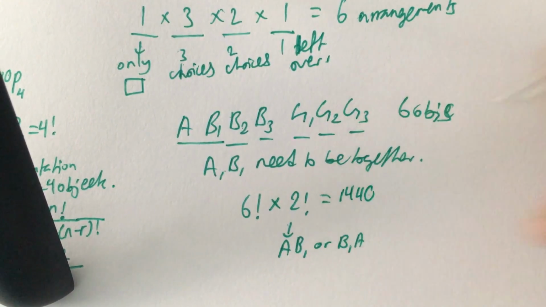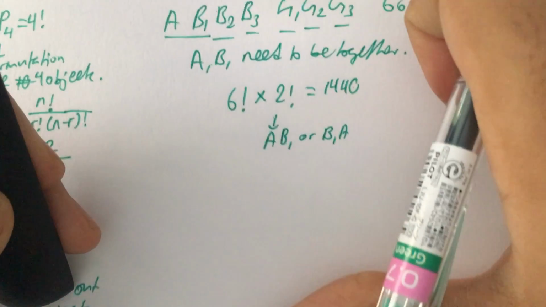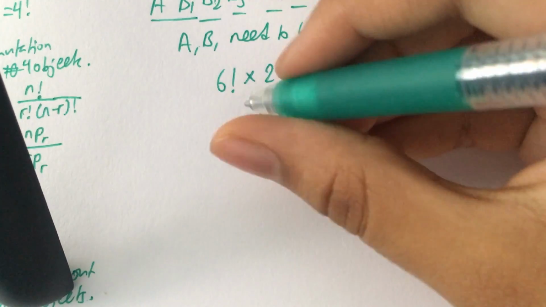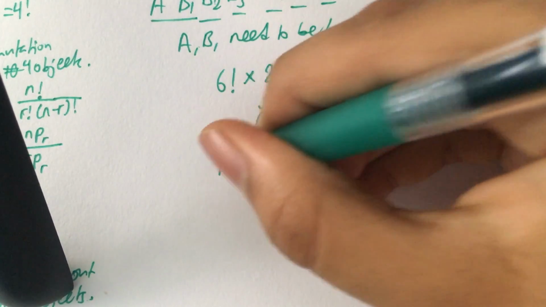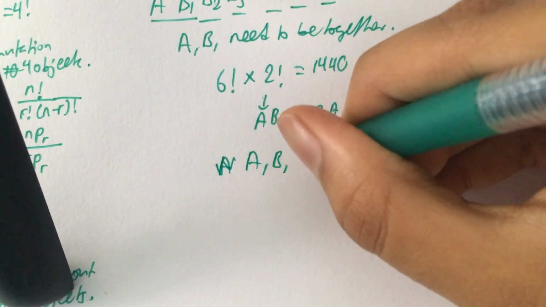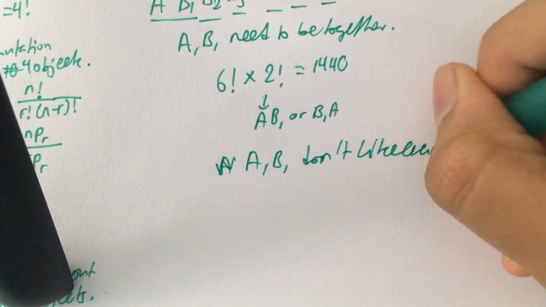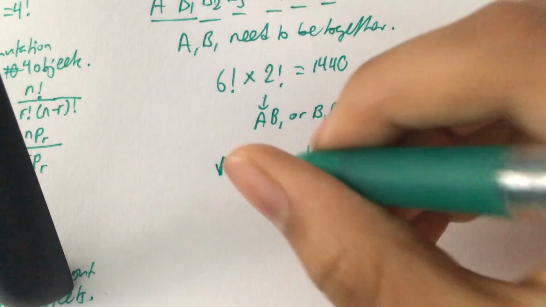And likewise, if you have two people who cannot be next to each other, maybe A and B suddenly had a fight and then they don't like each other anymore. What do you do? Okay, yeah, so if you have A and B and they do not want to be next to each other at any cost, there's one way of doing it.